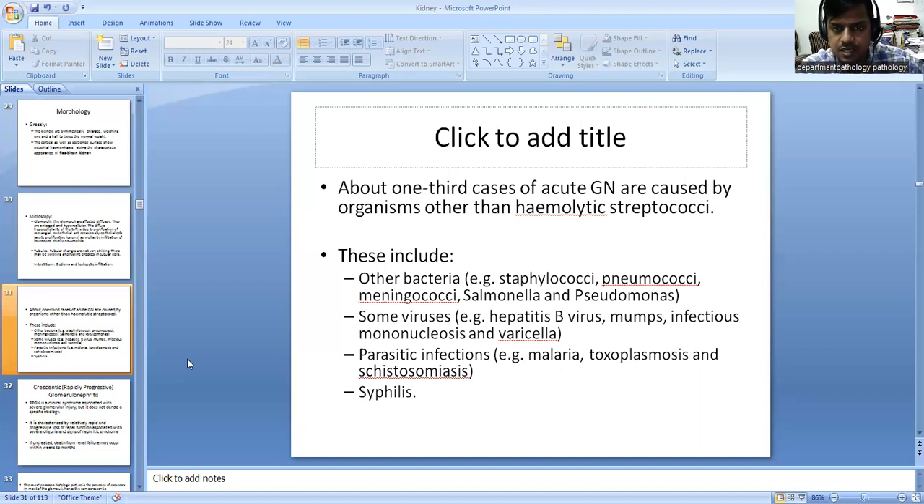About 1/3 of cases of acute glomerulonephritis are caused by organisms other than the hemolytic streptococcus. These organisms include other bacteria, for example Staphylococci, Pneumococci, Meningococci, Salmonella, and Pseudomonas. Some viruses, for example hepatitis B virus, mumps, infectious mononucleosis, and varicella. Parasitic infections include malaria, toxoplasmosis, and schistosomiasis.